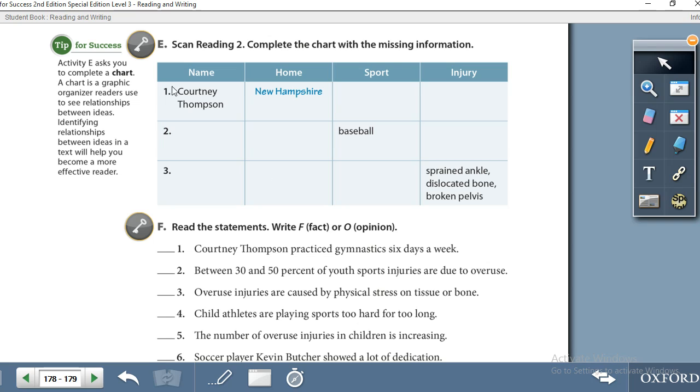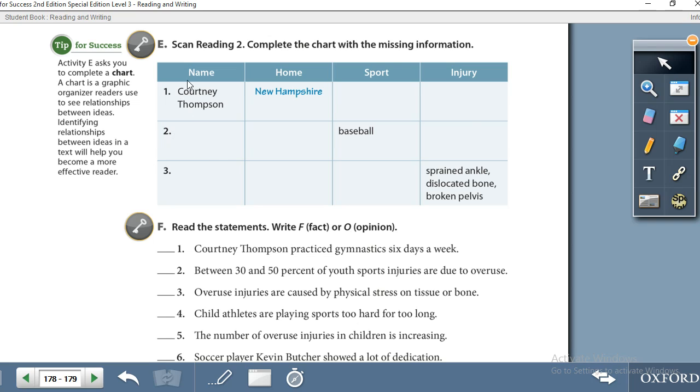So we're looking at exercise E. Scan reading 2. Complete the chart with the missing information. So this is a chart that they have given you. Now all of the answers are going to be from reading 2. So let's look at the first one. The first column has name, second column has home, third column has sport, and fourth column has injury.